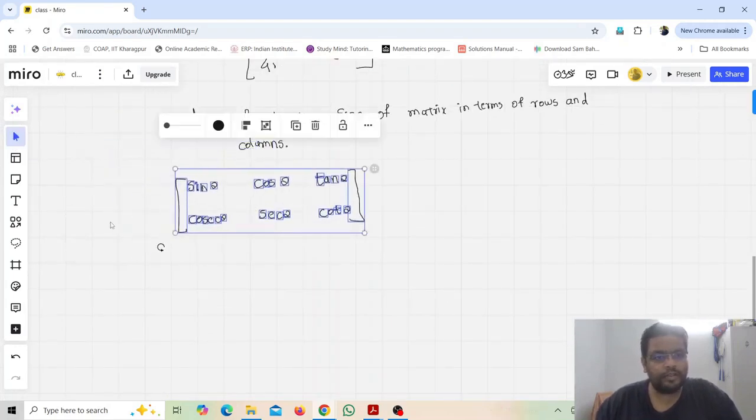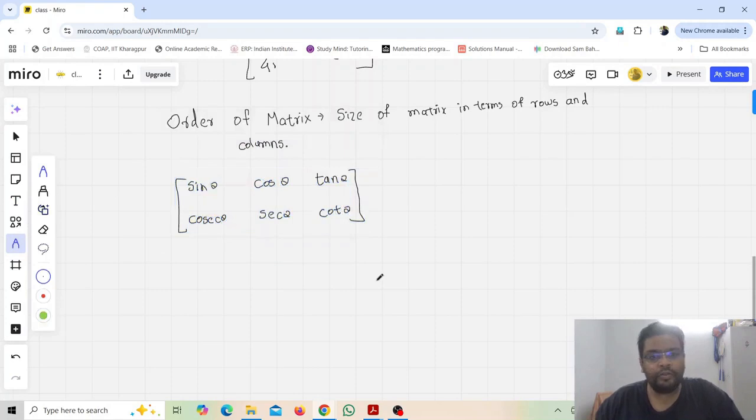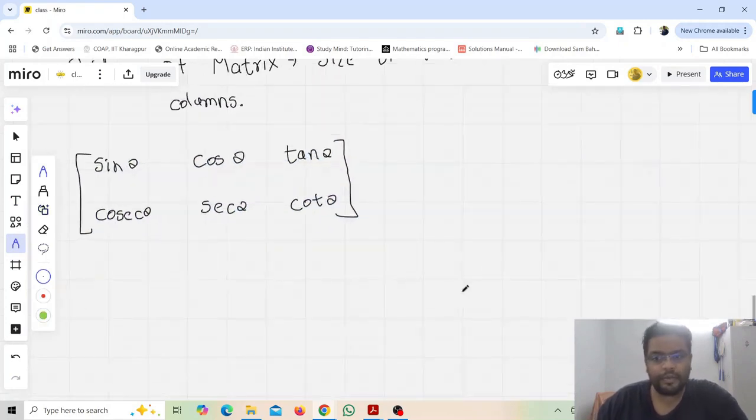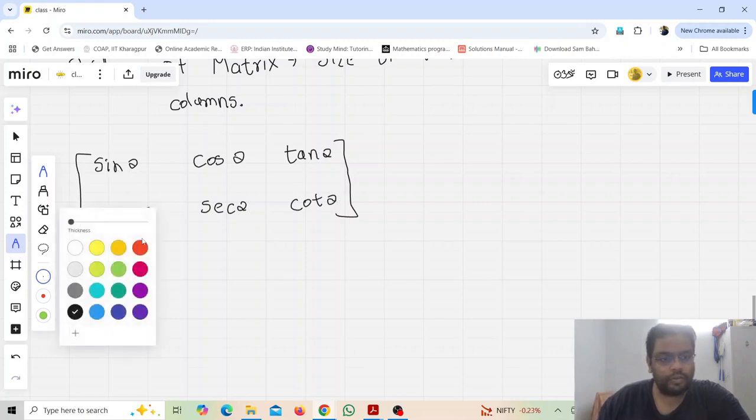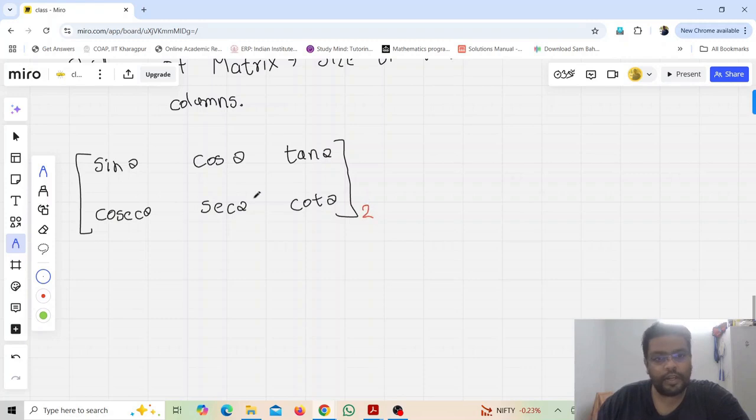And yes. So how many rows do we see here? 1, 2. So 2 rows. And how many columns? 1, 2, 3. 3 columns. So the order of matrix will be 2 cross 3.